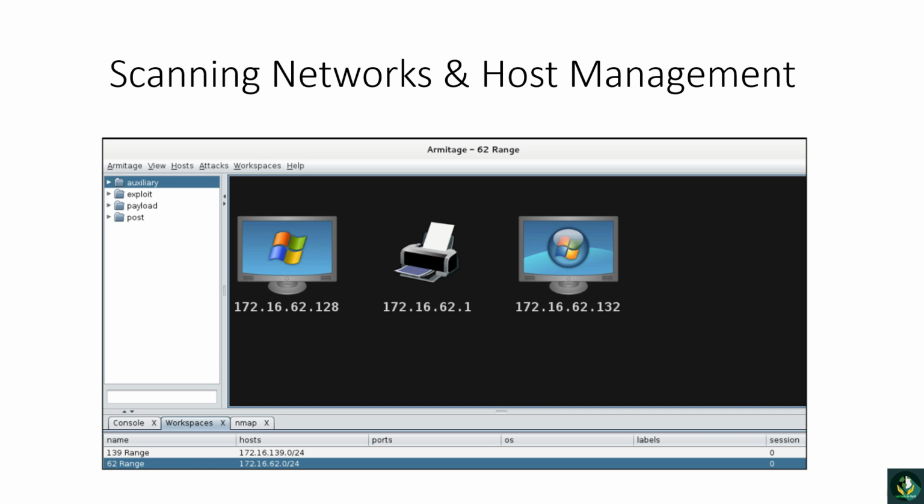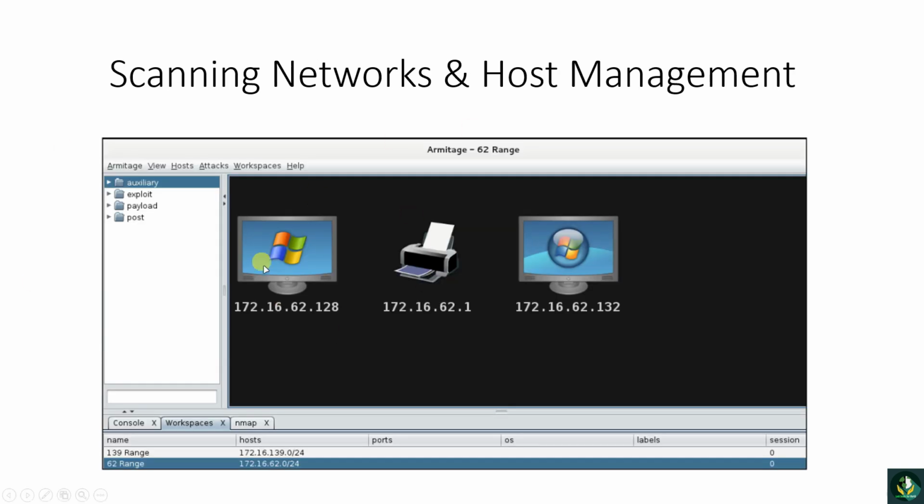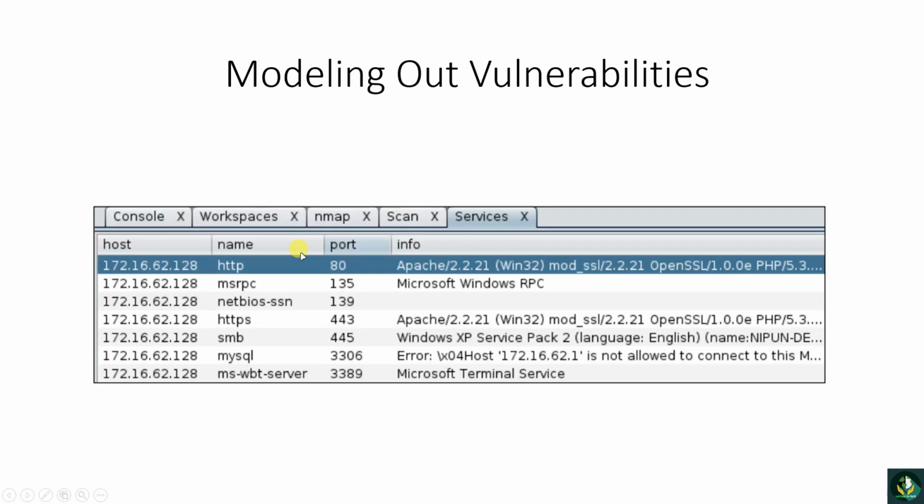So let's see what services are running on the target. Let's see what services are running on the host in the target range by just right clicking on the desired host and clicking on services. As you can see, a lot of services are running on the first host, which is 128, this one. So just right click on this icon and click services, and it will go to this page.